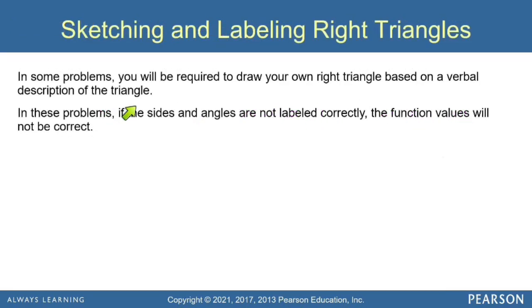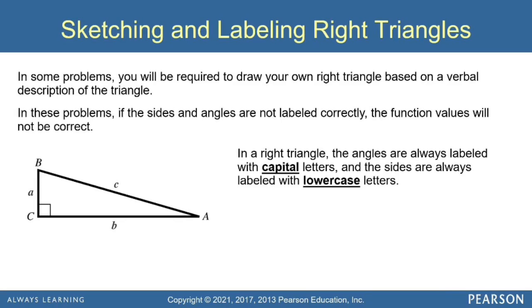Now, in some problems, we'll be required to draw our own right triangles based on a verbal description of the triangle. So they might give you the length of both legs, or they might give you the length of the hypotenuse and one of the legs. And in these problems, if the sides and angles are not labeled correctly, then you won't be able to find the function value that they're asking you to find. So here's how we're going to do it so that we get the expected answer every single time.